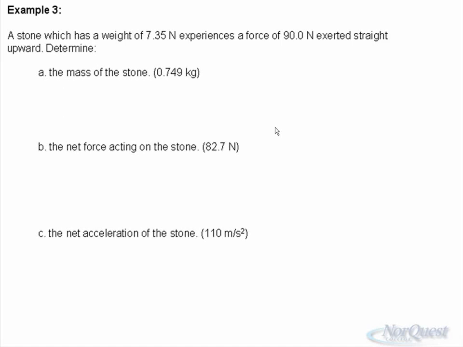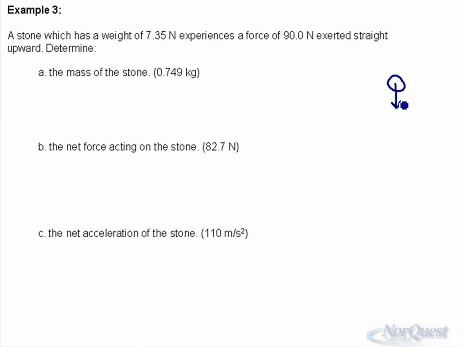Example 3 is pretty similar to what we were doing in examples 1 and 2, just asking for some numbers, basically one at a time in this case. It says a stone which has a weight of 7.35 newtons experiences a force of 90 newtons straight upward. Determine the mass. Well, let me draw the picture here. Here's my stone. It has a weight.